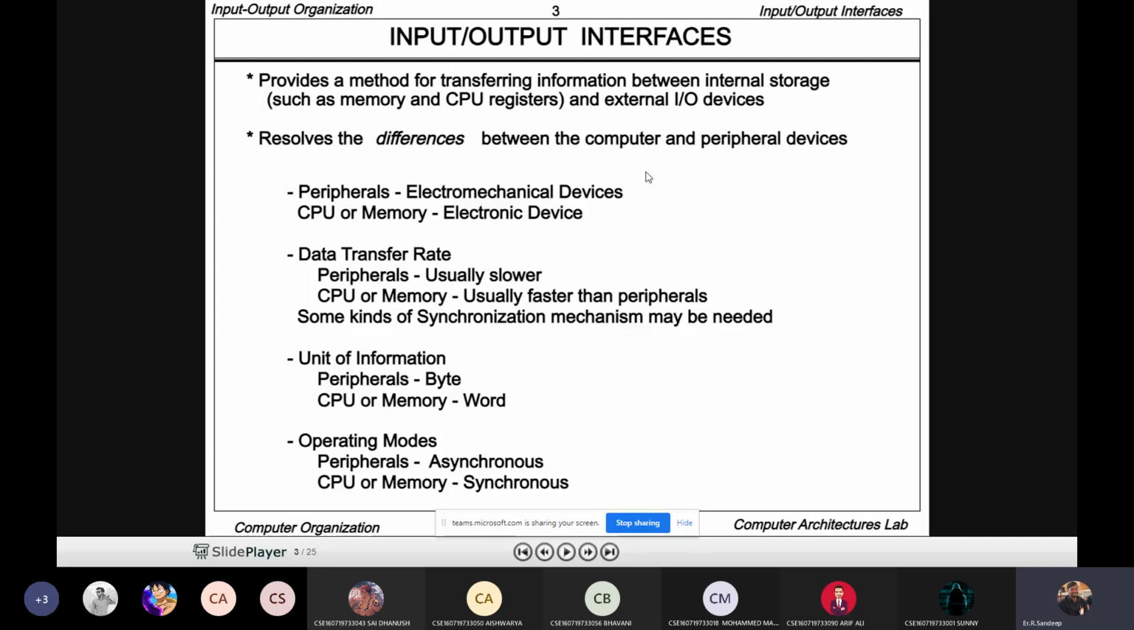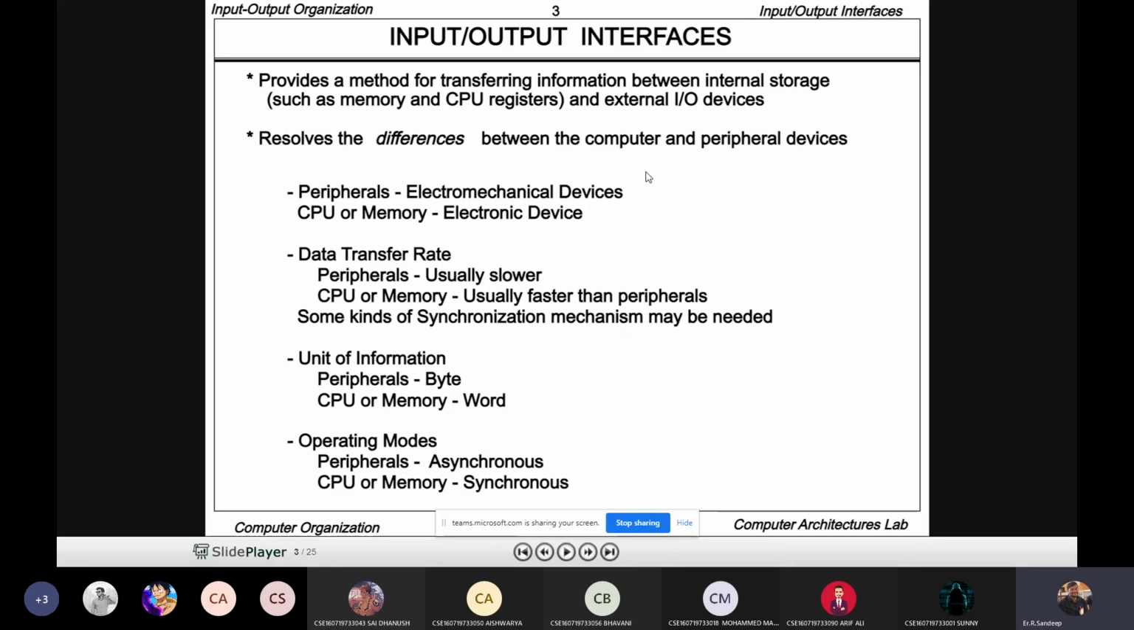So it is the responsibility of the processor to provide the synchronization between the input output device and the processor speed. Then only it can perform the operation accurately. So the data transfer rate will play a key role in the case of the peripheral and the CPU or the memory. Peripherals have very lesser speed compared to the CPU or the memory.